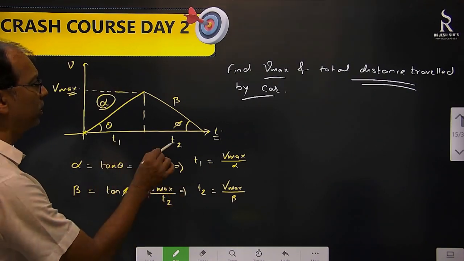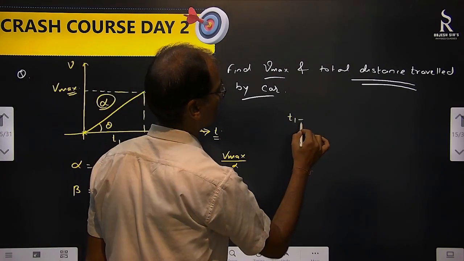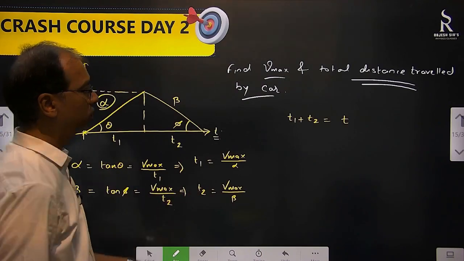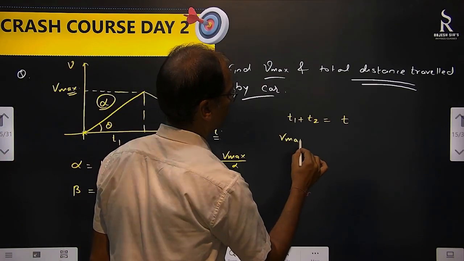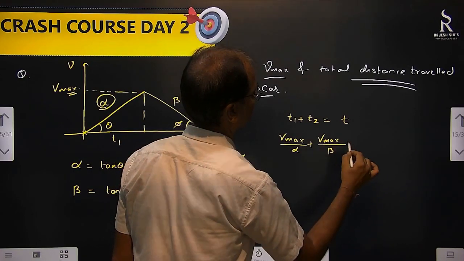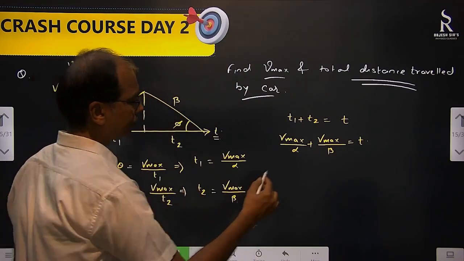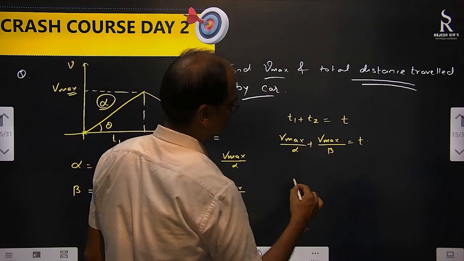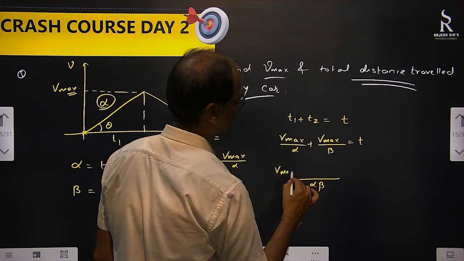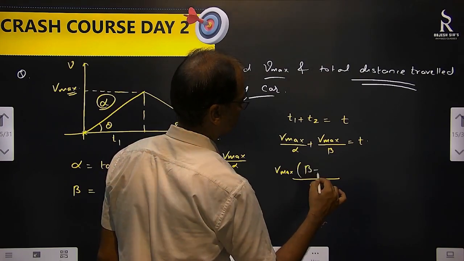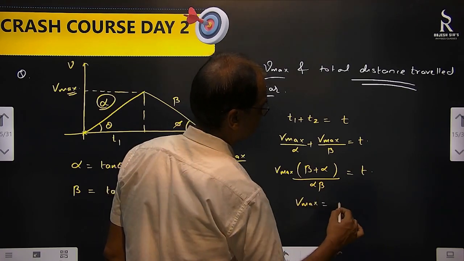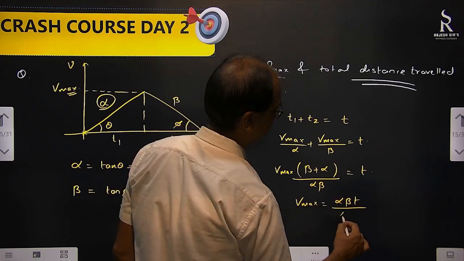T1 value also we got, T2 value also we got. What is given to us? T1 plus T2 is equal to T is given in the question. The total time in the process is T. So let's put the T1 and T2 values: V max by alpha plus V max by beta equals T. Now take the LCM, which is alpha beta, and take V max common. So what will come? Beta plus alpha. So V maximum value is alpha beta T by alpha plus beta. That's all. Over.